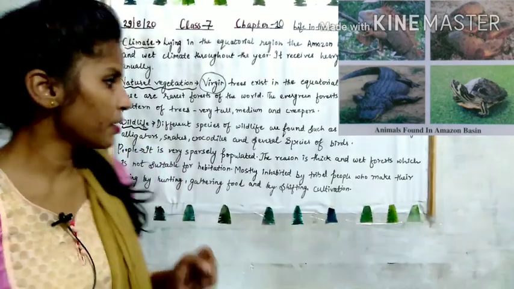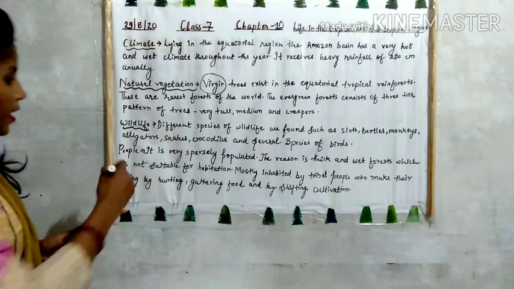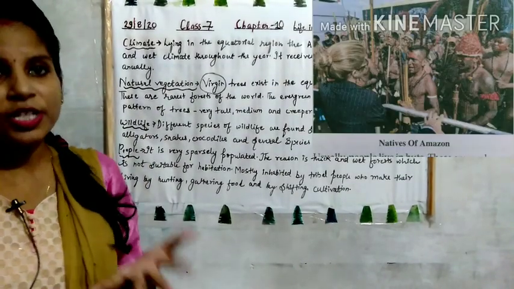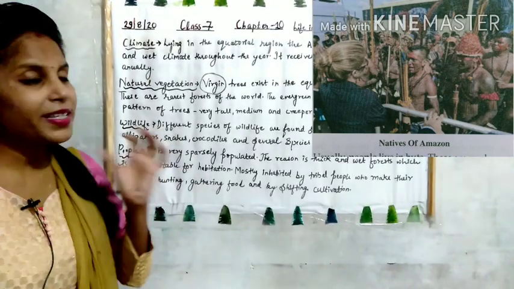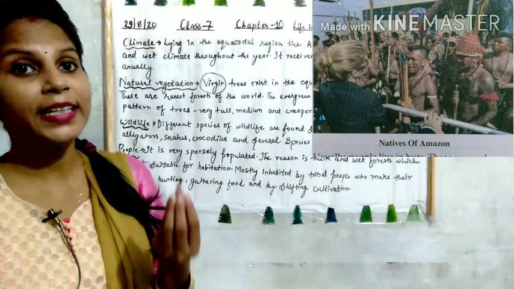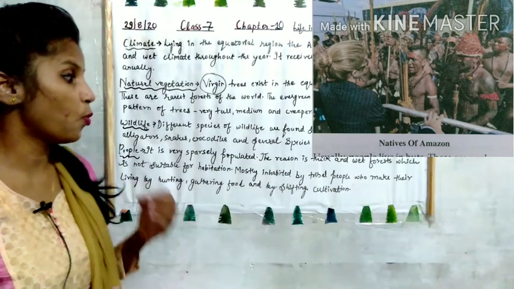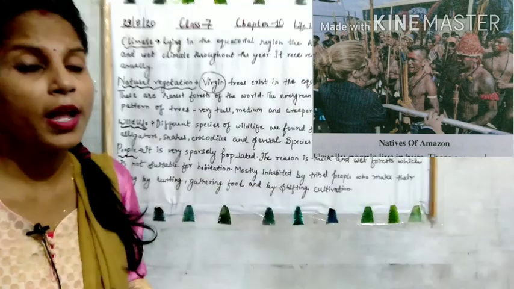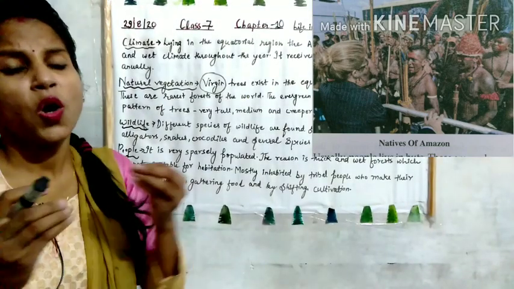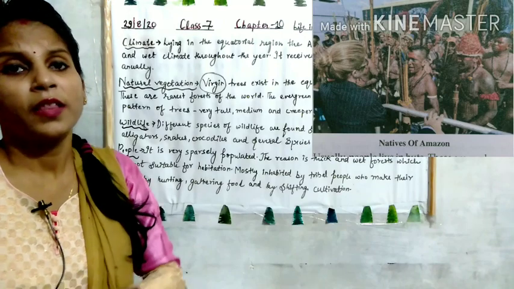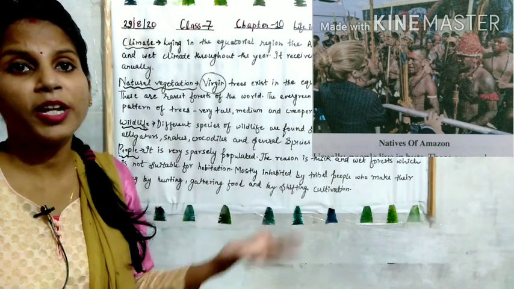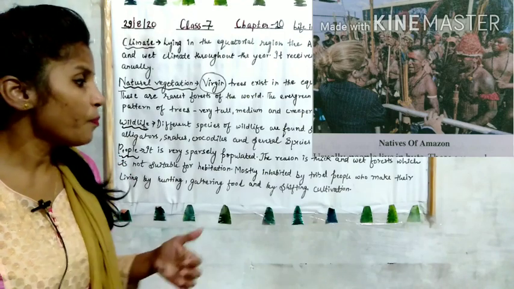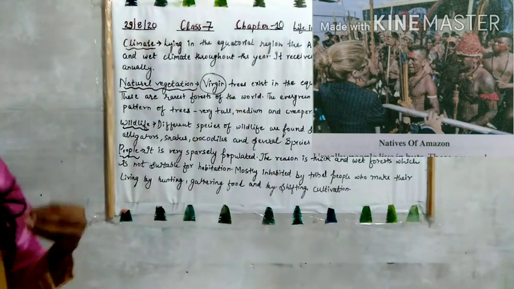Okay. Now, people, if you will see the people, यहाँ के people को अगर हम देखेंगे या population कह सकते हैं आप, it is very sparsely populated. Sparsely मतलब very thinly populated, बहुत कम population है. Why? The reason is thick and wet forest which is not suitable for habitation, and the reason is very hot climate, and it receives maximum rainfall of 250 centimeter annually, so very less people can live here.